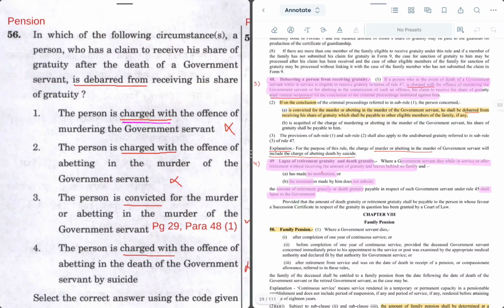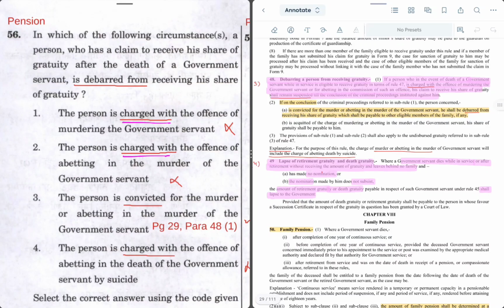तो यहाँ पे in para 48 sub para 1, a person who is charged with shall remain suspended. He is not debarred. He will only be suspended till the conclusion of proceedings. So this is incorrect. Similarly, a person who is charged with offense of abetting, again charged with, he will also be suspended, not debarred. So both these options are incorrect.